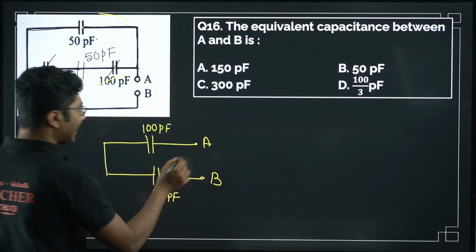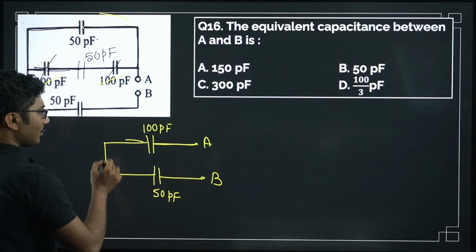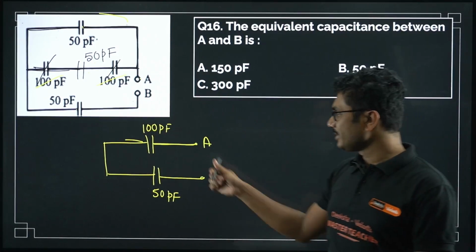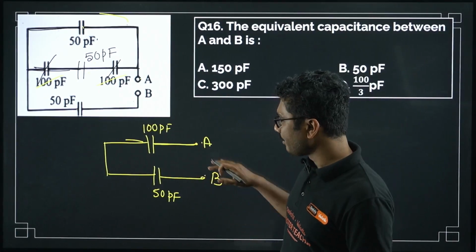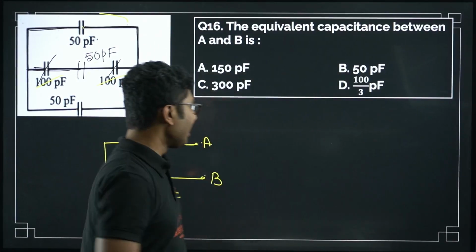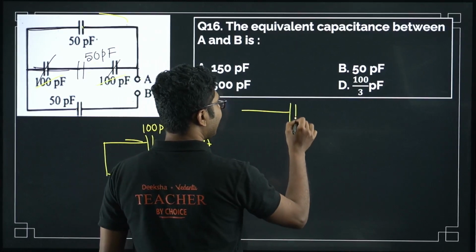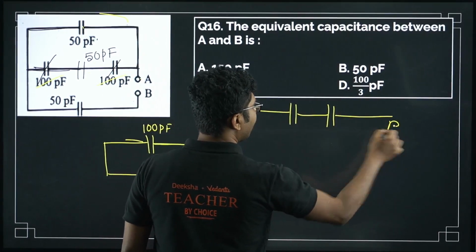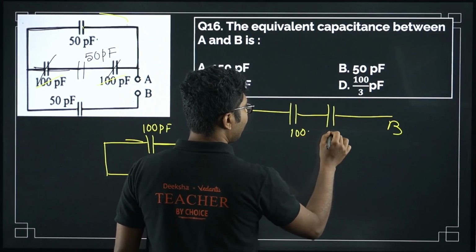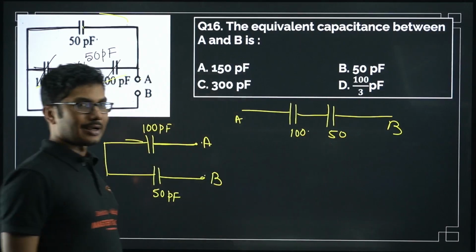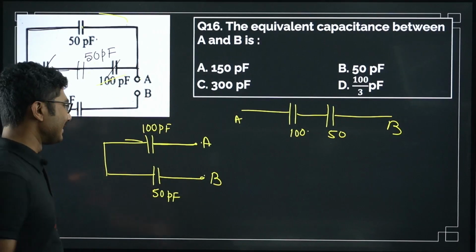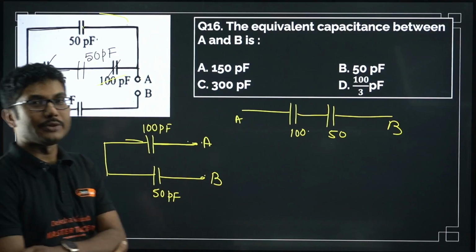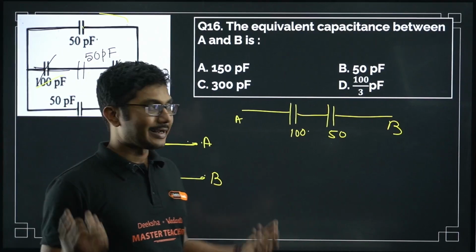Now if you see, even though they look like they are connected in parallel, they are actually connected in series because this is our point. So you can bend the circuit and make them look like this, right? 100 into 50, A, B. Sorry, not parallel, series. Because you can start here and go to the second point without lifting your pen. That means they are connected in series.